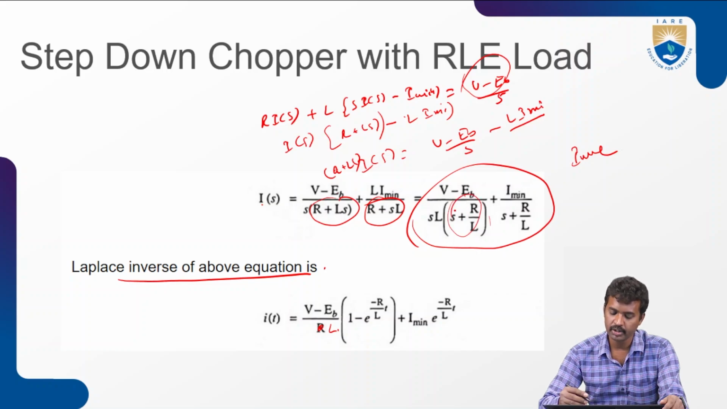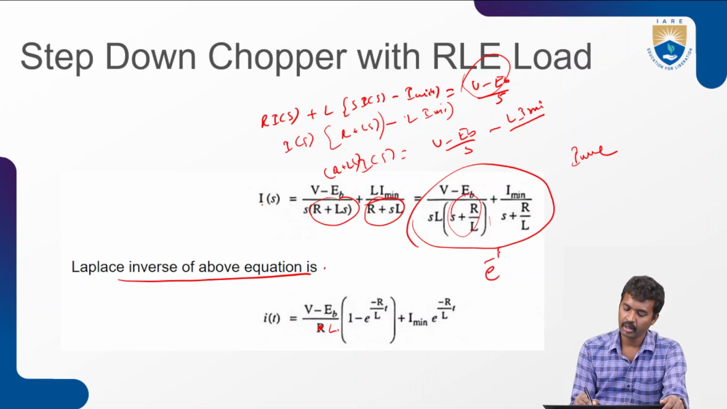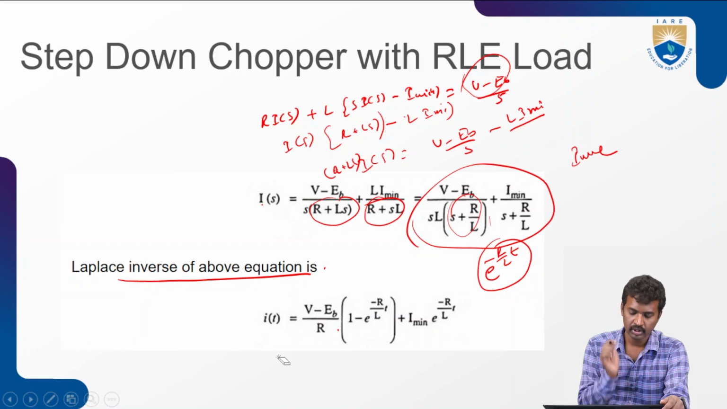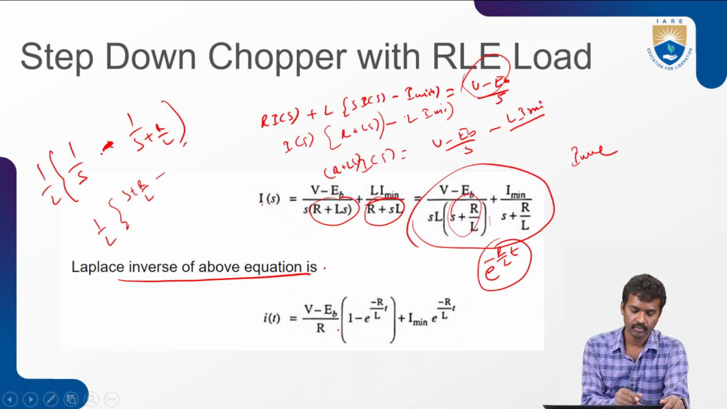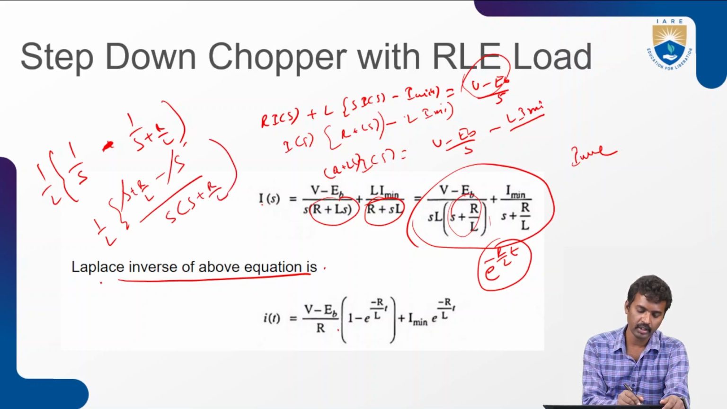The inverse Laplace form of this is E power minus R by L into T. So now, V minus EB by L. How does it become R? I will explain first. Here 1 by S into, taking L as 1 by L, plus 1 by S plus R by L. So this equation is 1 by L into S plus R by L, minus S by S into S plus R by L. The L gets cancelled, and only R you will get here.